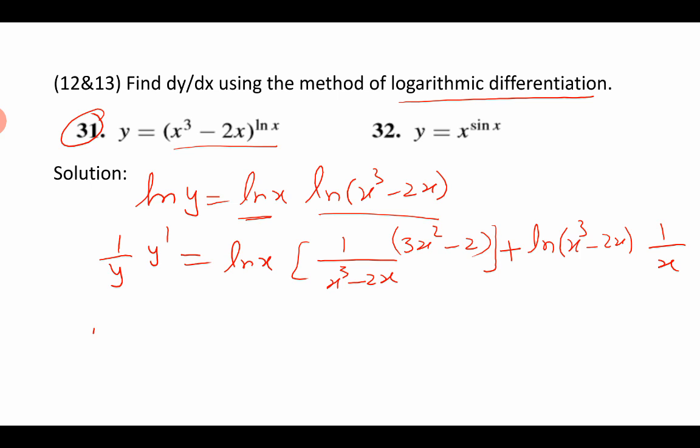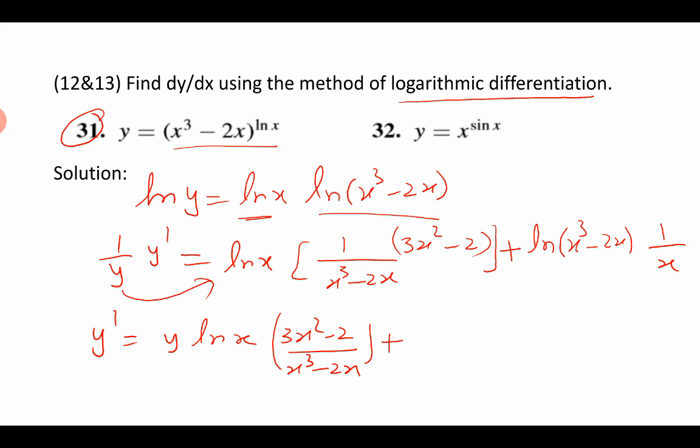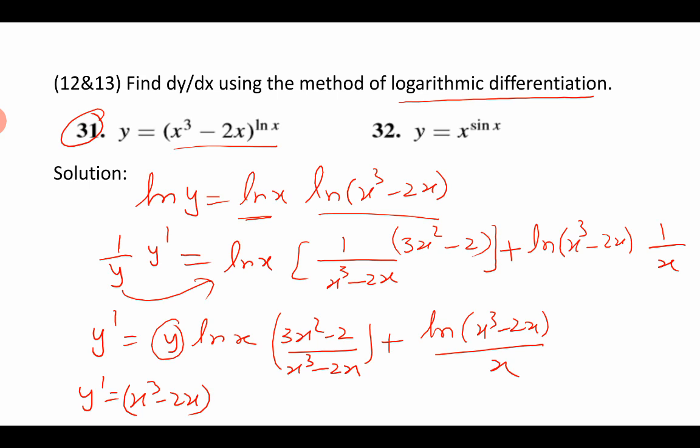And then the last step is y prime. This y should go here. y times ln x times 3x square minus 2 divided by x cube minus 2x, plus ln of x cube minus 2x divided by x, and you can replace the value of y from the given function. That will be the end. y is x cube minus 2x to the power ln x, and then repeat all these terms. That's it.